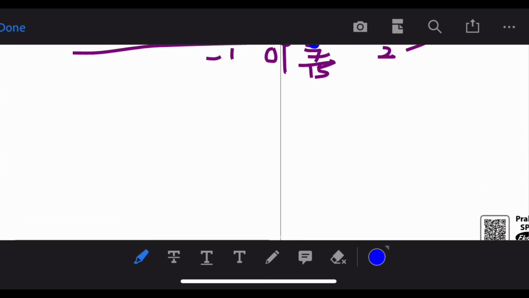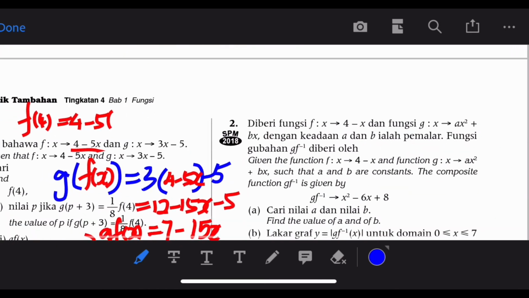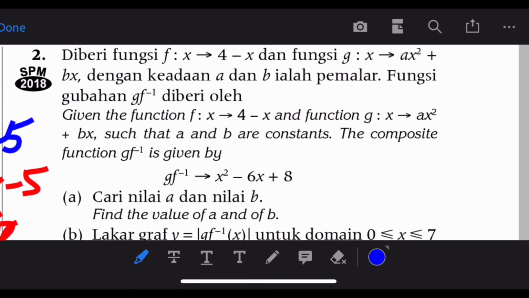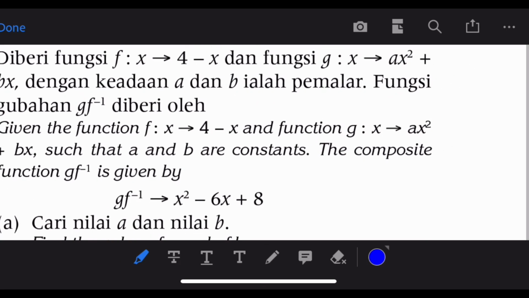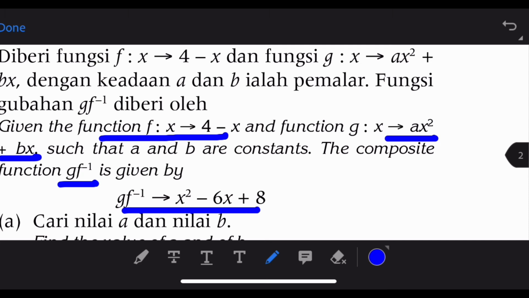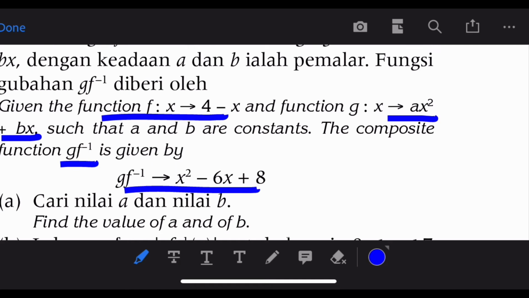Okay, so then we'll proceed to the next question. Question number 2 for paper 2, right? For paper 2, you will see the question is a bit longer compared to paper 1. Given the functions f(x) equals 4 minus x and g(x) equals ax squared plus bx, where a and b are constants, the composite function gf^-1 was given. So find the values of a and b.